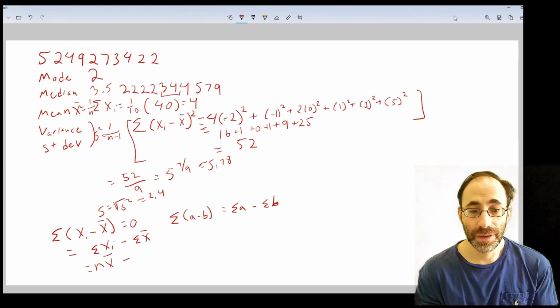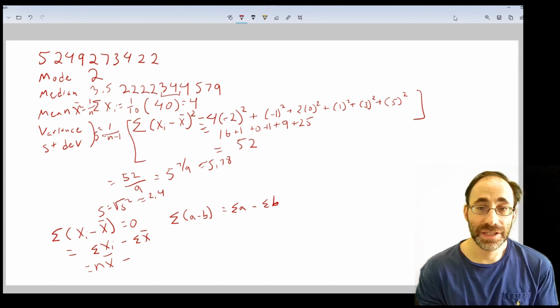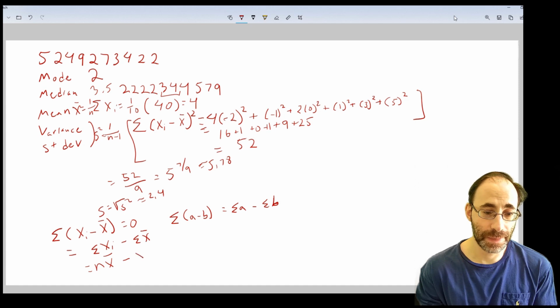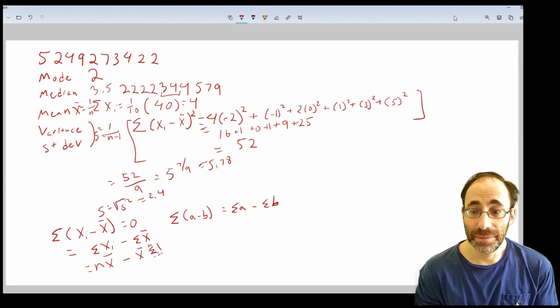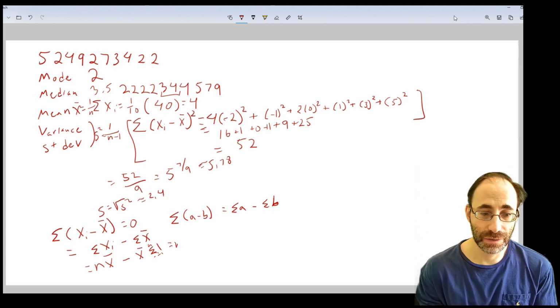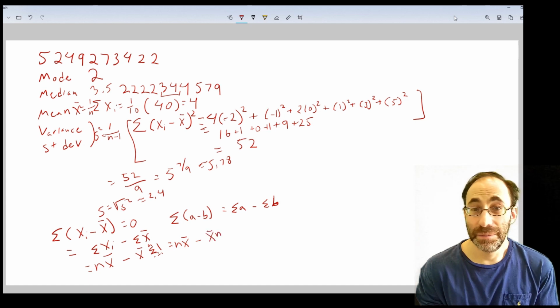What about the second term? Well, the second term is the sum of x bar. Now, x bar is a constant. It's the same for every i, so we can pull it out of the sum, and we get the sum of 1 from i equals 1 to n. So basically, I'm adding 1 n times, which is n times 1, or n. So the first term is n x bar, and the second term is x bar times n. But those are the same, so we have 0.